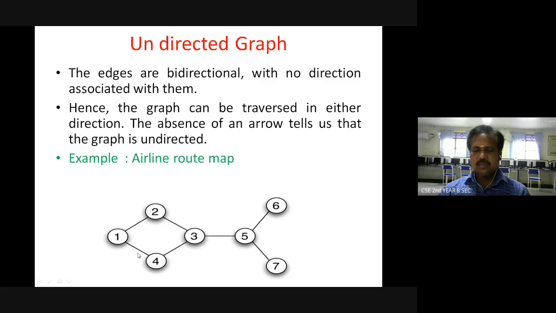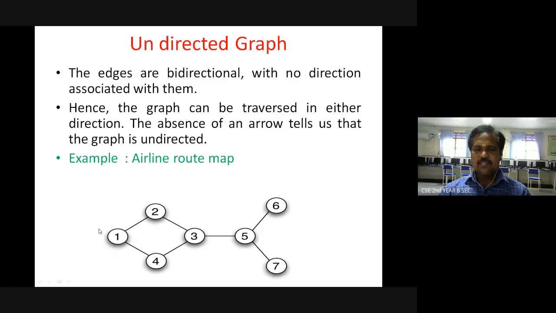Say another way, 1 to 4, 4 to 3, 3 to 5, 5 to 7, 7 to 5, 5 to 3, 3 to 4, and 4 to 1. Either direction we can traverse. Using an undirected graph, we can traverse in both directions, like forward direction or backward direction.